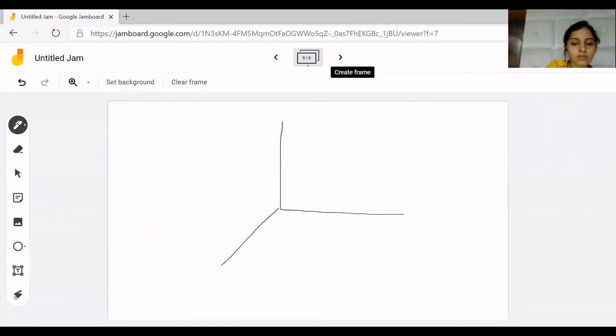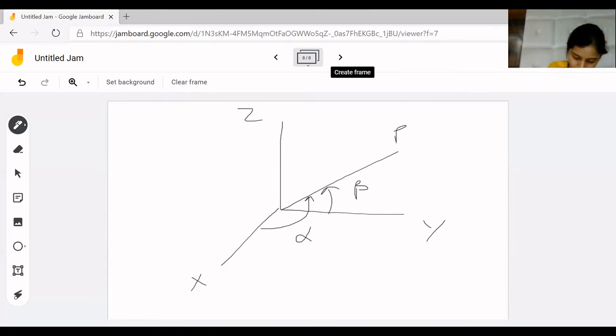So this is, let's say, your three-dimensional geometry. We have X, Y, and Z. Now here we have OP. This angle we call beta. This angle we are calling alpha. And let's extend OP over here on the back side. Then this angle will be called gamma.